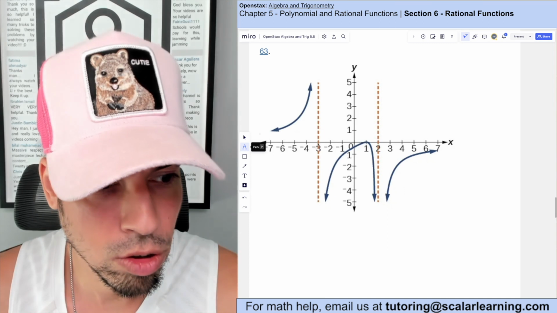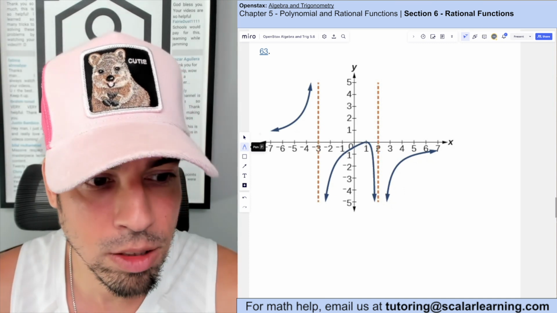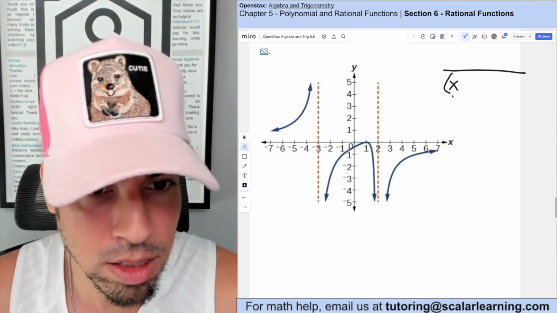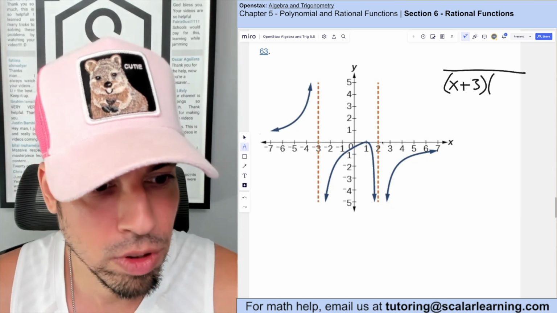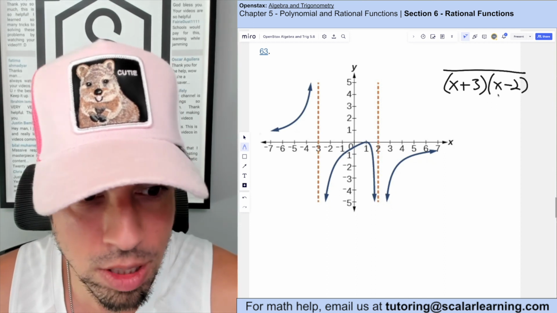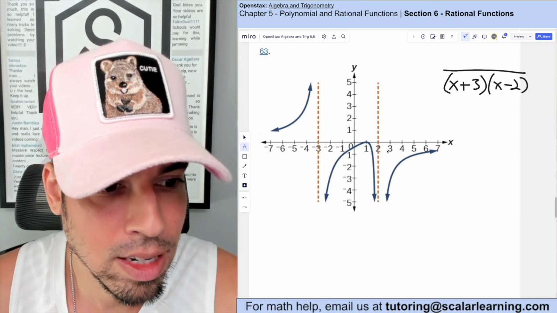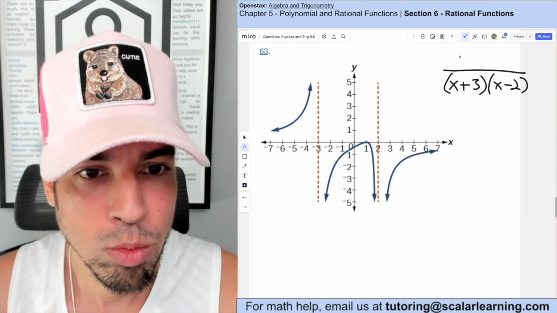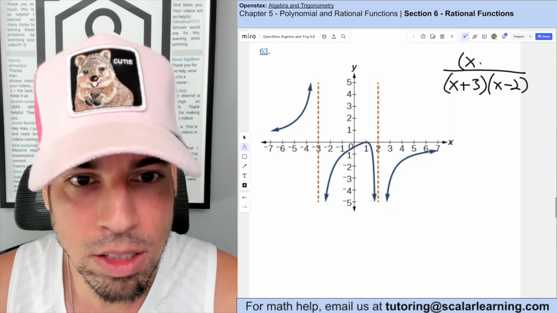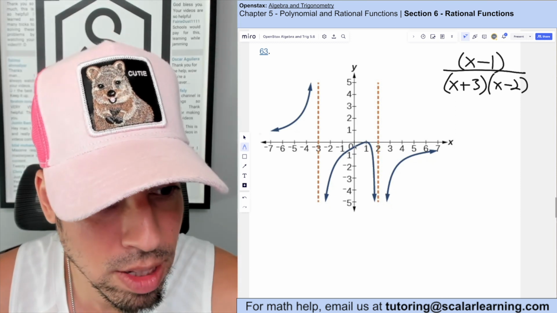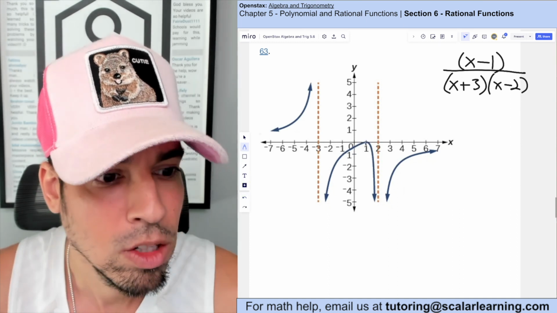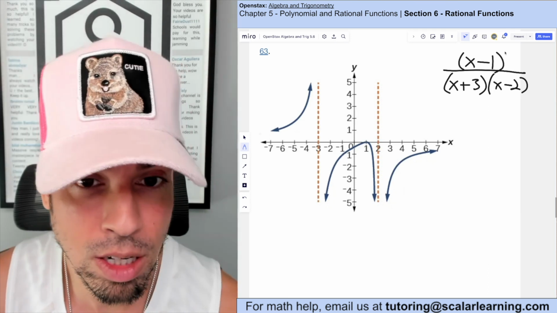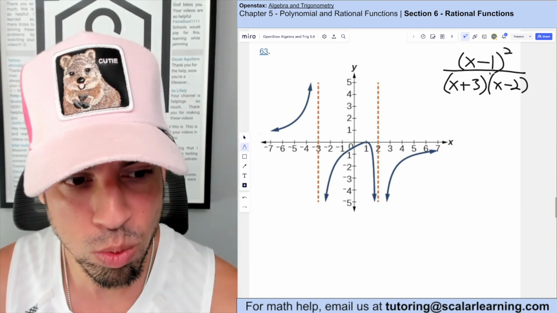For this one, we're going to start with those nice vertical asymptotes at negative 3 and 2. So we know that in our denominator, we're going to start with x minus negative 3, aka x plus 3. And then over here, x minus positive 2, or just x minus 2. And then we also want to look at that x-intercept for the numerator, which is occurring at 1. So we're going to have x minus 1 on top. But you notice that it's bouncing, so it's not penetrating and going through, meaning this should have an even multiplicity. Let's just stick with the lowest even number, which is 2.